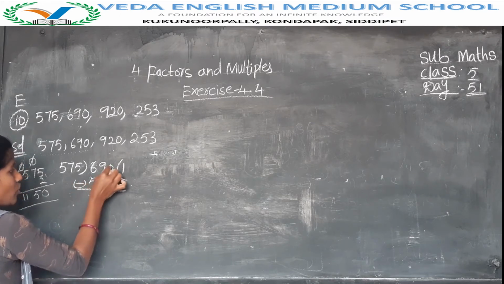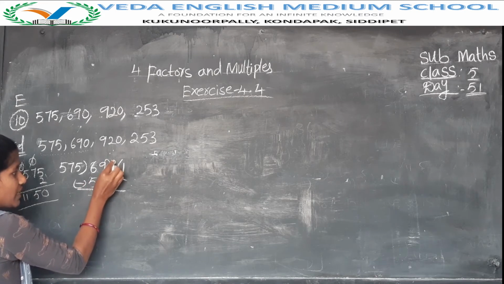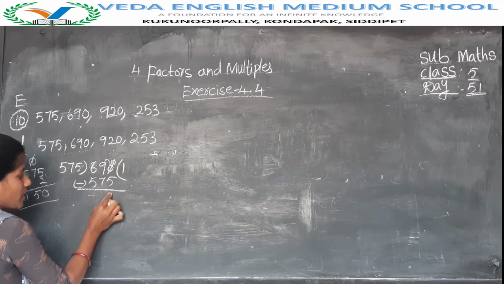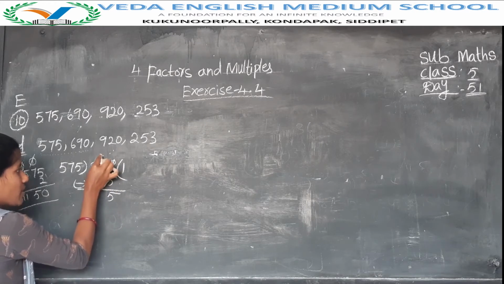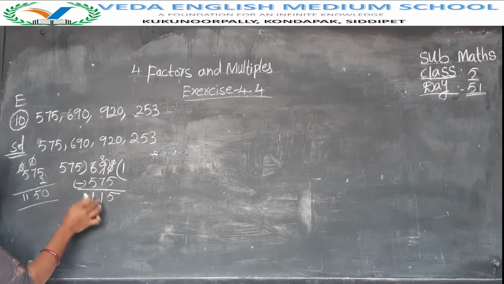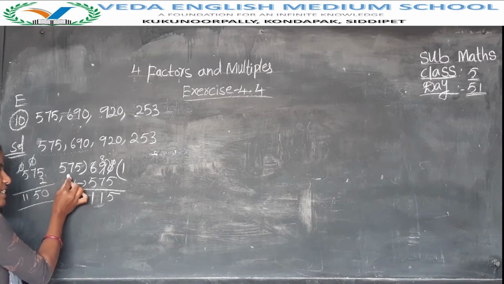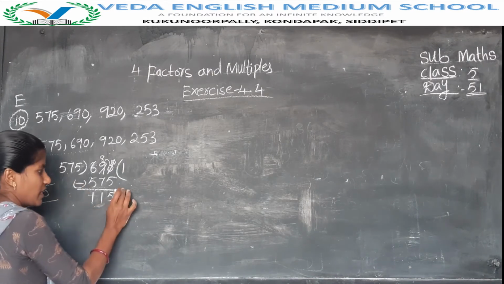Now here 0 minus 5 is not possible. If that is not possible, then you have to take borrow. Borrow is 10. 10 plus 0 is 10 only. 10 minus 5 is 5. 9 will become 8. 8 minus 7 is 1. 6 minus 5 is 1. Did you get the remainder 0 here? No. If you did not get the remainder as 0, then what you have to do? You have to take the first divisor as dividend.